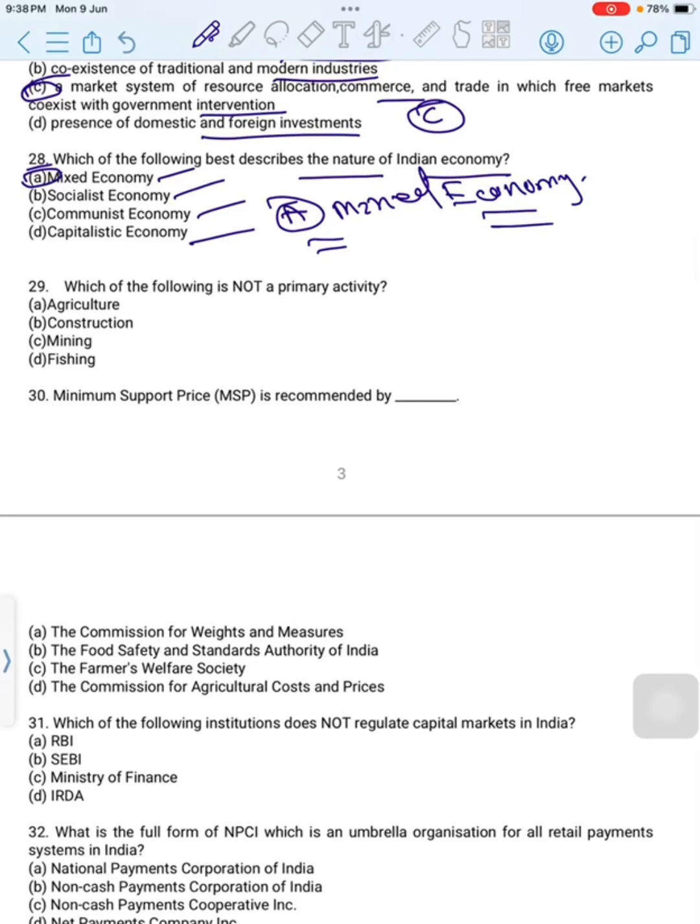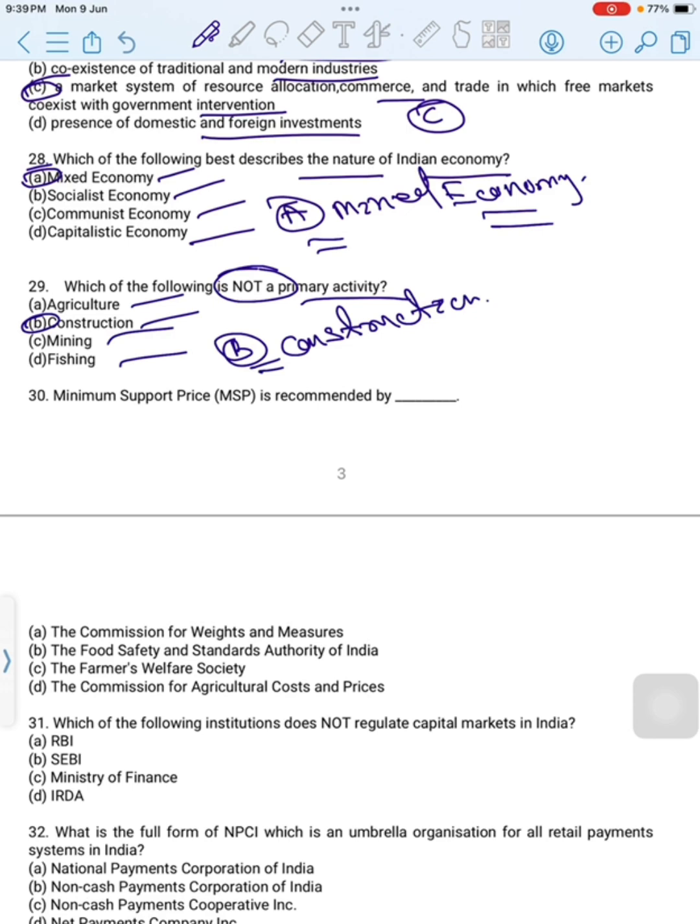Which of the following is not a primary activity? First is agriculture, second option is construction, third option is mining, last option is fishing. Then the correct option is option B, construction. The primary sector of the economy extracts or harvests products from the earth, such as raw materials and basic food. Construction is an industry that is part of the secondary sector of the economy, not the primary sector. Then the correct option is option B, construction. Then move to the next question.